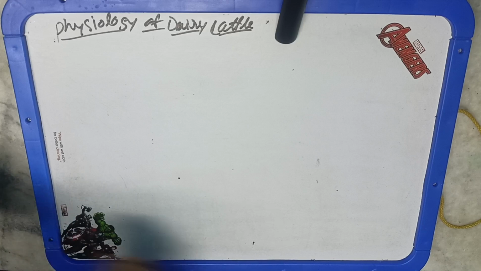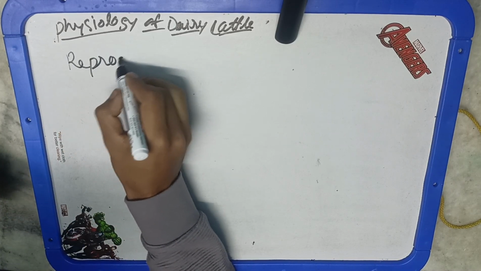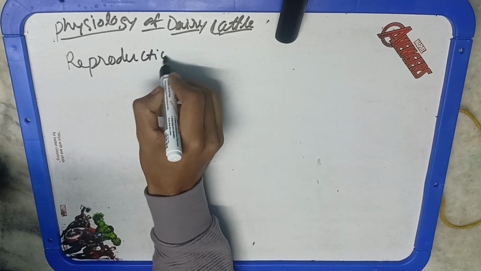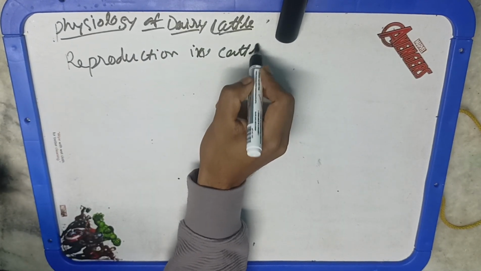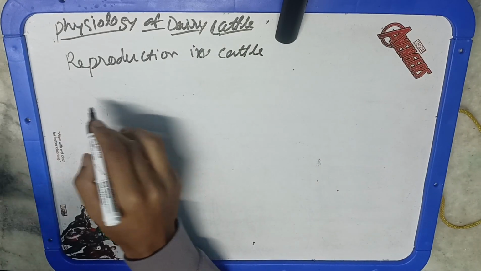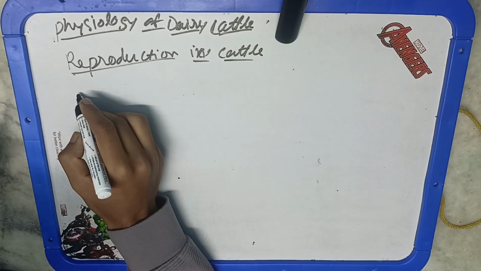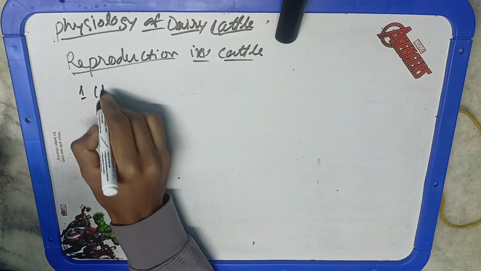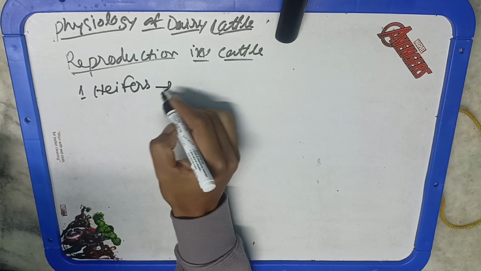Sexual reproduction happens in animals and plants, so in both categories it is available. Asexual reproduction is more common in plants. Now we will see a few terminologies. Heifer is the name given to young females that have not yet reached puberty. Puberty is the stage of sexual maturity, between 8 to 15 months of age.